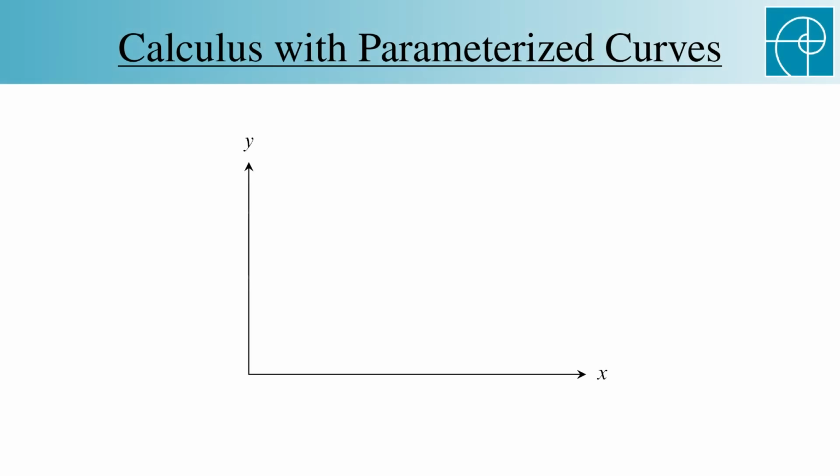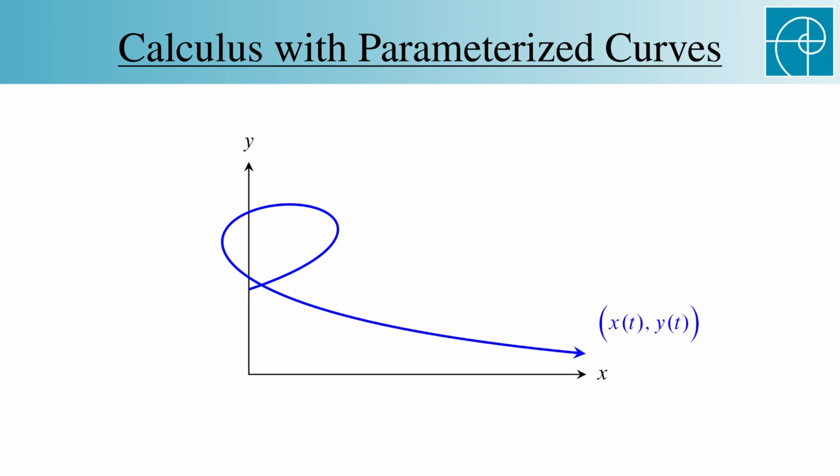We can apply calculus to parameterized curves just as we can apply it to curves defined by functions of y in terms of x. To see how, let's start with this curve, parameterized by x of t and y of t. And let's pick 2 points on the curve. If we want the slope of the secant line connecting them, then we find the change in y and the change in x. Their ratio is the slope of the secant line.